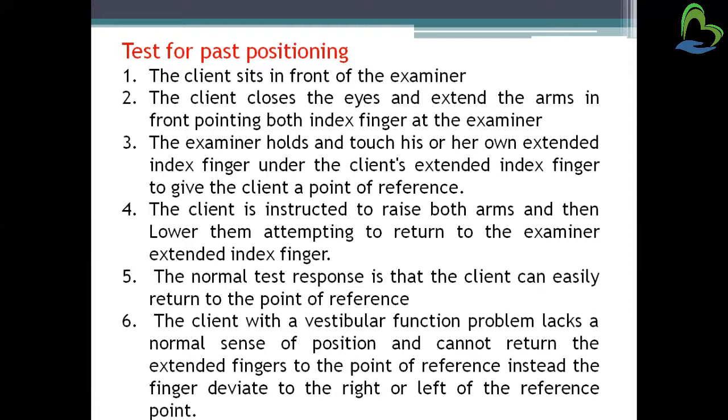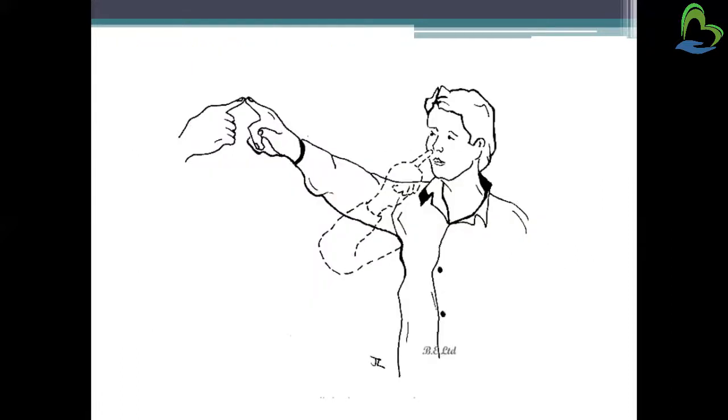The client with a vestibular function problem lacks a normal sense of position and cannot return the extended finger to the point of reference. Instead, the finger deviates to the right or left of the reference point. How can you elicit this? You will understand it by seeing the figure. This is also called the finger-to-finger and finger-to-nose test. You will also study this same technique in the neurological examination.